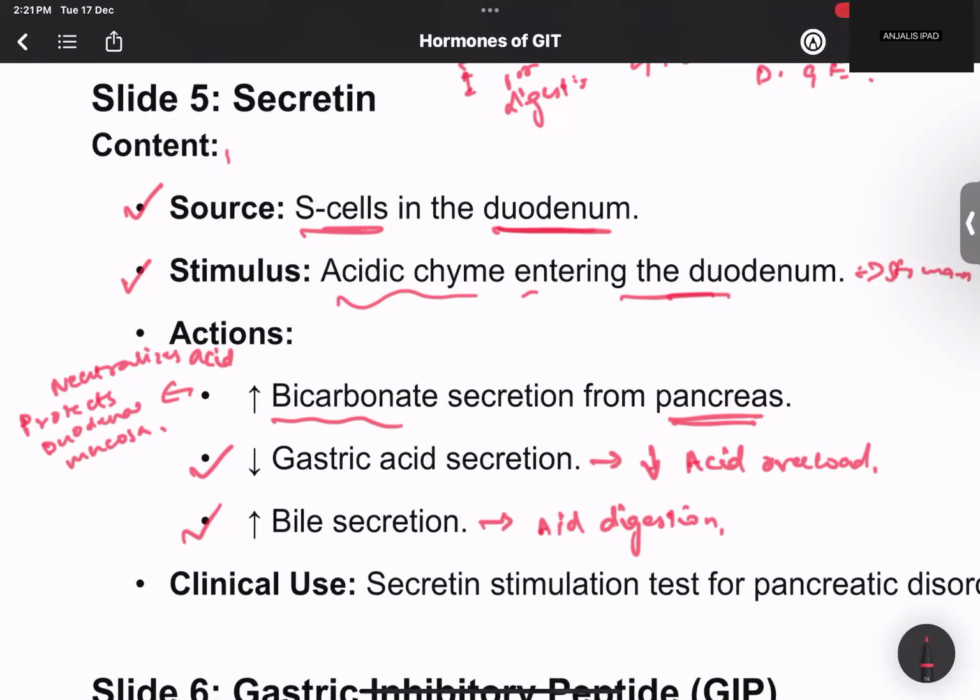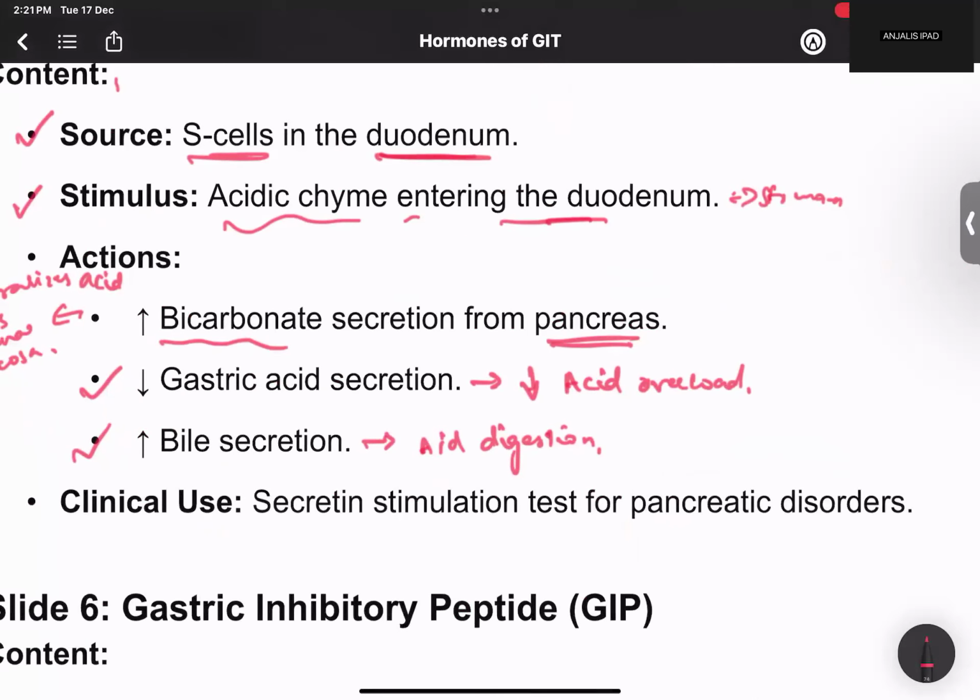Now what is the clinical use? The secretin stimulation test, SST, is used to assess pancreatic function, especially in patients with suspected pancreatic disorders. So that is about the clinical use.